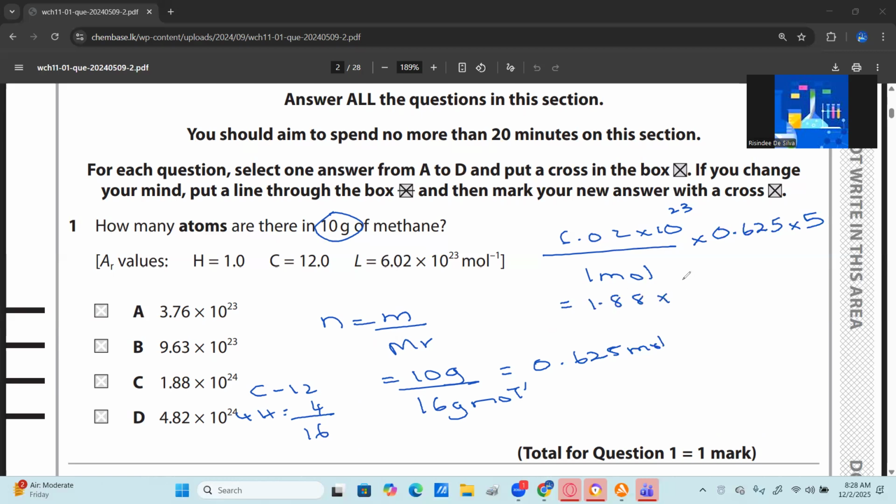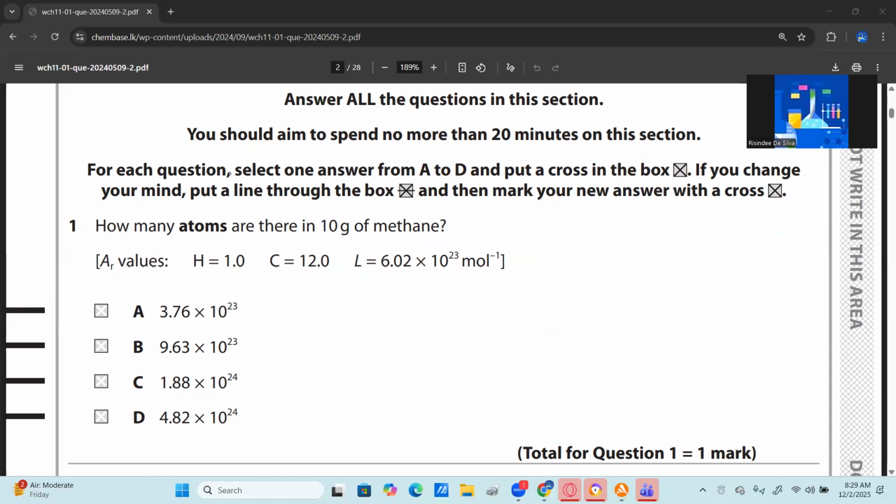So the correct answer is 1.88 into 10 to the power 24. Answer is C. Remember that you have to multiply it by 5 in order to get the number of atoms in methane, because one methane molecule has 5 atoms.